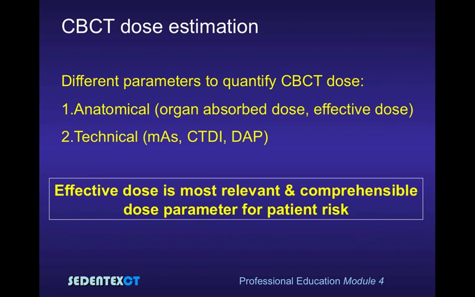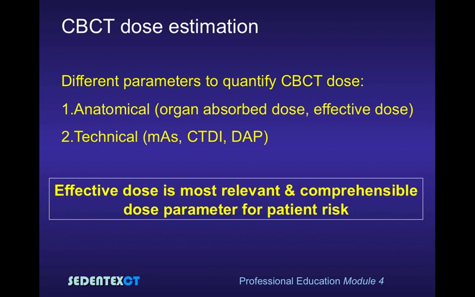In cone beam CT, as in all radiology, dose estimation can be quite complicated because we can use many different parameters to reflect the radiation dose. These can be anatomical in nature, such as the absorbed dose to a particular organ, for example skin dose, or we can use effective dose. But we also use technical parameters.